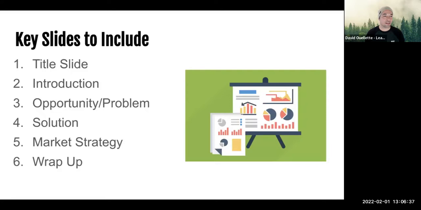Awesome. Okay. So these are the key slides that you're going to need to include in your presentation. There are 6 major slides, but that doesn't mean we only want to see 6. You can include as many others as you like, but these are the ones we're going to cover in the template. You've got your title slide, your introduction, your opportunity and problem, your solution, your market strategy, and then a little bit of wrap up. We're going to go through each of these in detail and let you know what we're expecting to see in each area and how much they're weighted for the judges' scoring.